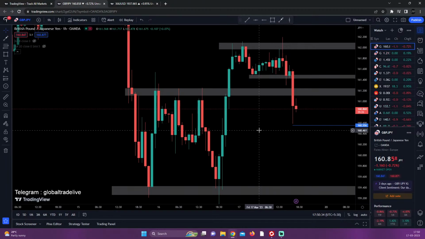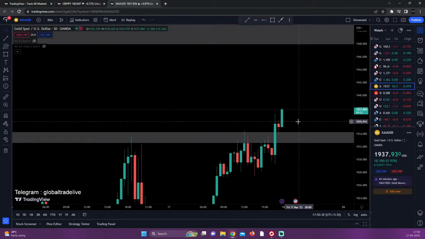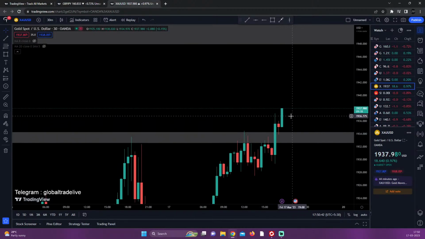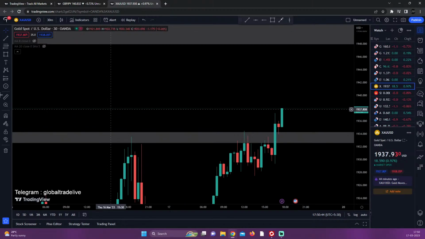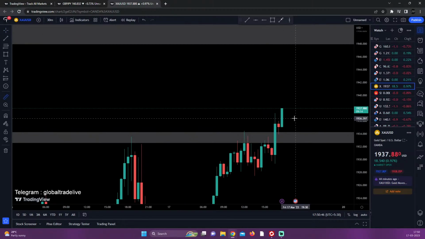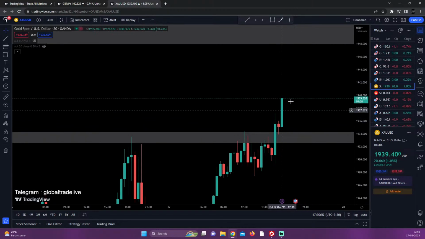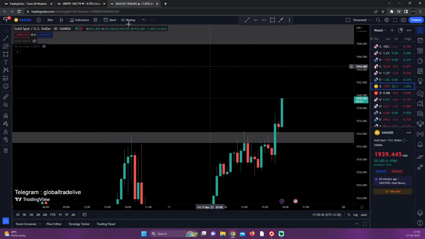I think I will be focusing on GBP JPY over here, and maybe not gold, because I might be losing this opportunity over here. But it's not a problem. It's all right. So let's have a look. Once this candle broke this high, it just went up like 18.5 pips. Oh, really nice, really nice. The gold is now moving up.